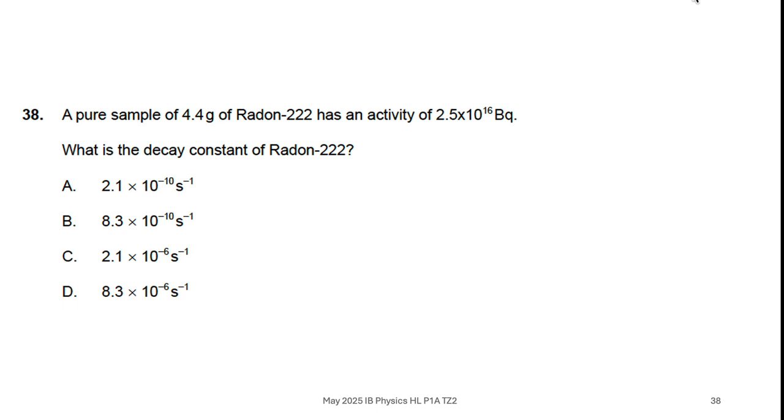Okay, so we want to know the decay constant. By the way, HL here, so SL, feel free to duck out if you've not already done so.